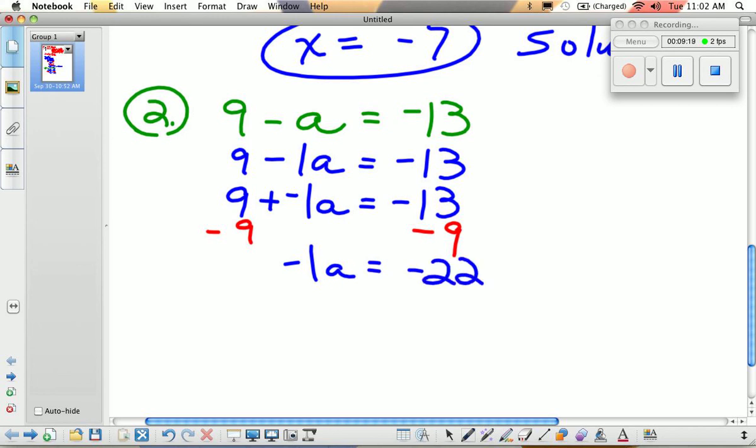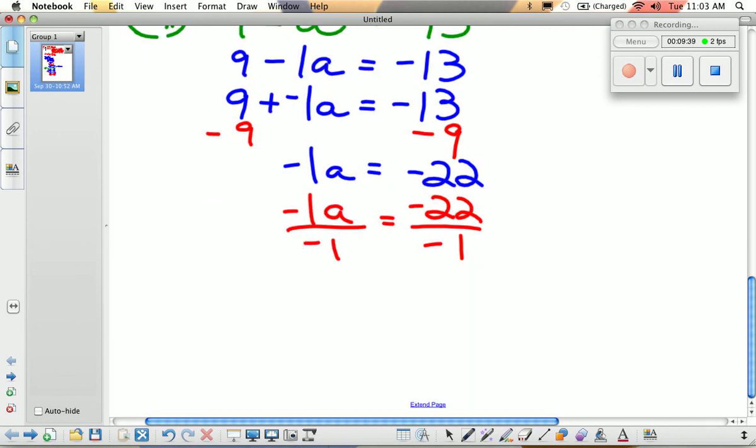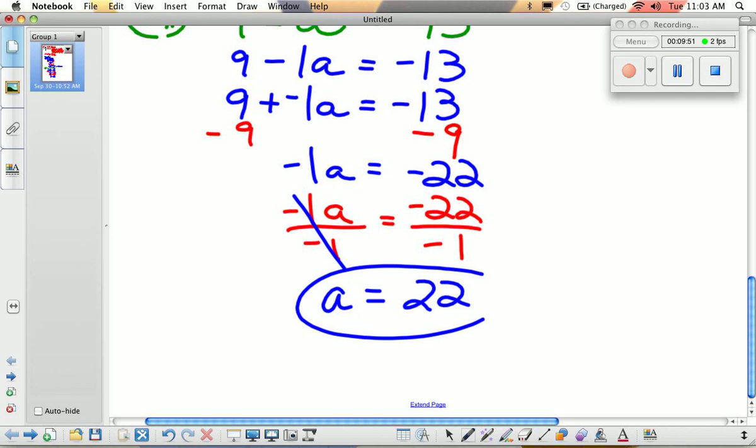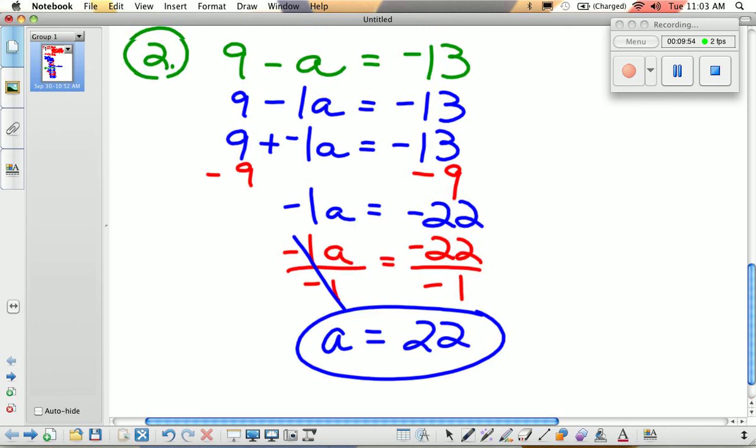Okay, but we aren't done until we get rid of the negative 1, are we? You can't just subtract 9 from both sides. You also have to do what? We have to divide by negative 1. So we have to divide both sides by negative 1. What's a negative divided by a negative? A positive. So a equals some positive number. 22. So the solution should be a equals 22.